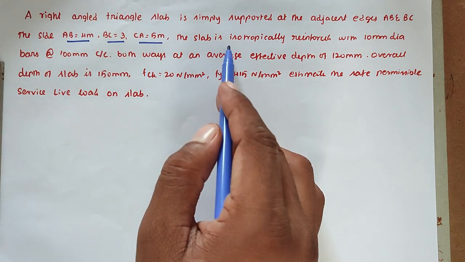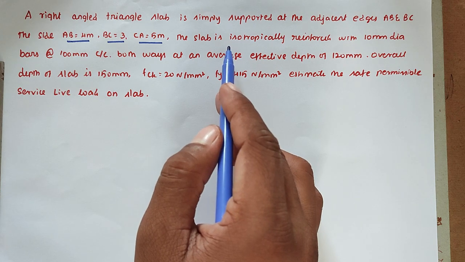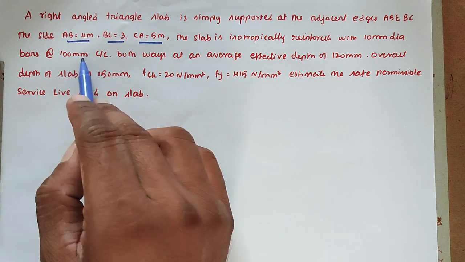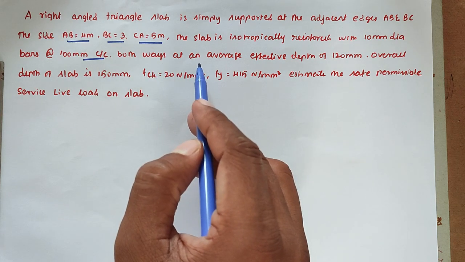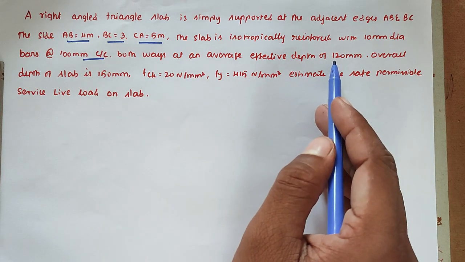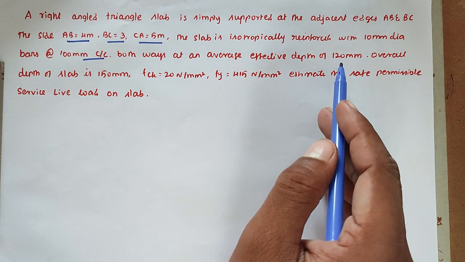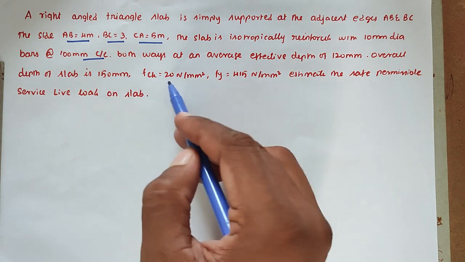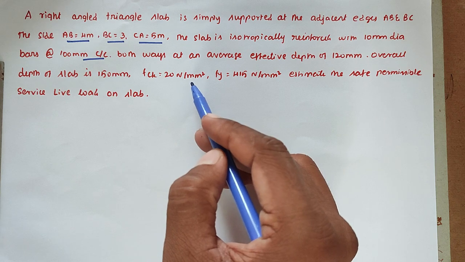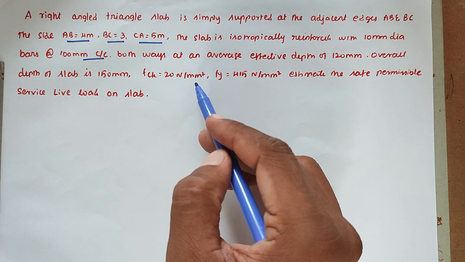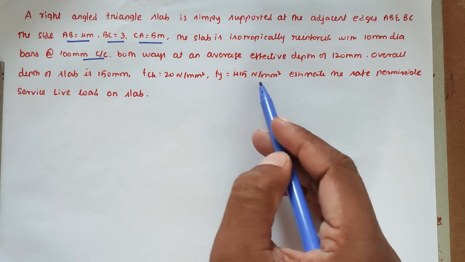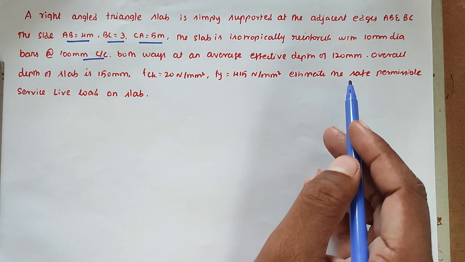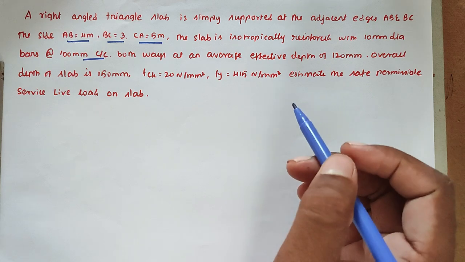The slab is isotropically reinforced with 10 mm dia bars at 100 mm center to center spacing, both ways, at the average effective depth of 120 mm. So the small d is 120 mm and the overall depth is 150 mm. Then fck, the characteristic compressive strength after 28 days, is 20 Newton per mm square, and fy of steel is 415 Newton per mm square. Estimate the safe permissible service load on the slab.